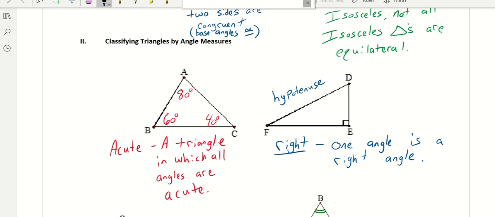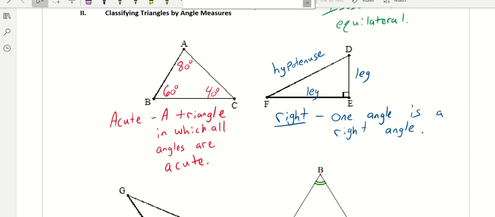Hypotenuse is the side opposite the 90-degree angle. What do you mean by opposite? Well, notice angle E. Angle E is formed by sides DE and FE. So it's the side that does not intersect with our right angle. So that's side FD. The two sides that form our right angle are called legs. So DE would be a leg here and FE would be a leg.